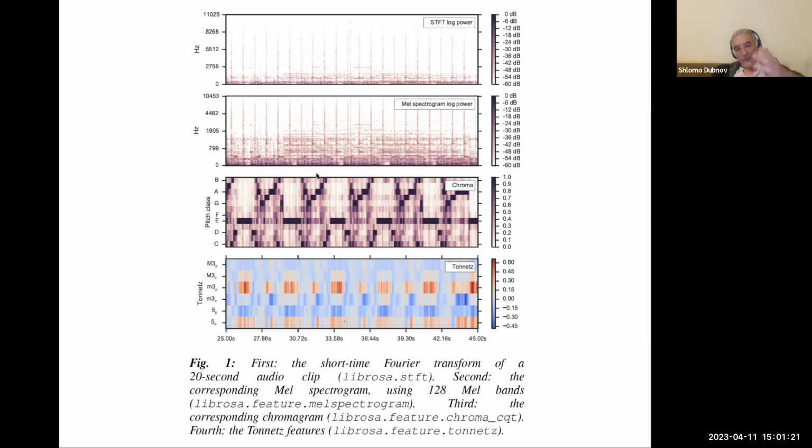Since we're not dealing with machine learning here, but with human-engineered features, these are typical features that were designed to capture aspects of musical sound, which are very typical either to perception or to musical culture. So I will stop here and see if we have any questions before I move on to the next set of slides.